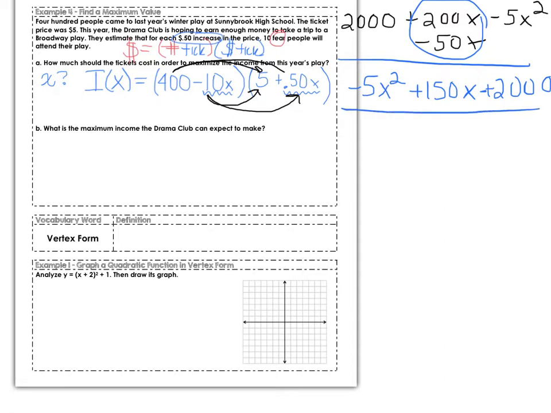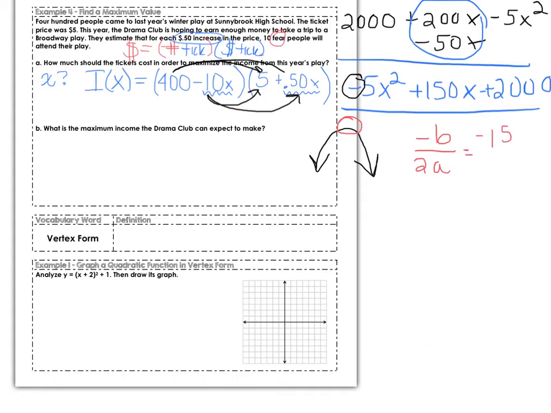Okay, so now we need to figure out how many price increases we need to make. And remember, that's what X represents, and we're trying to maximize this. We know it's going to be a maximum function because we have a negative leading coefficient, okay? Now, the absolute maximum will be our maximum value, which is going to be located at our axis of symmetry. So we're going to do negative b over 2a.